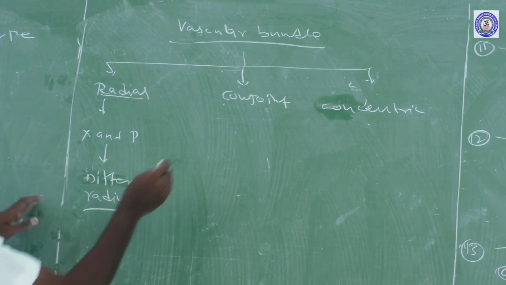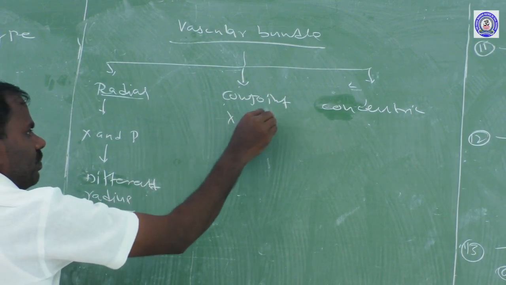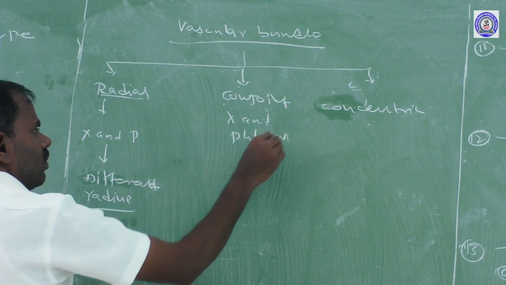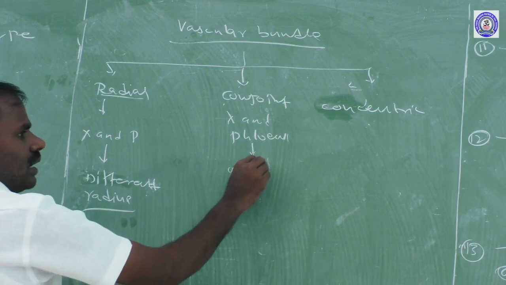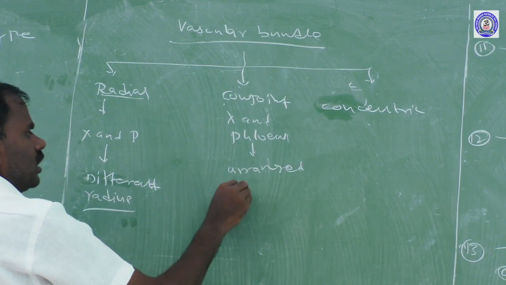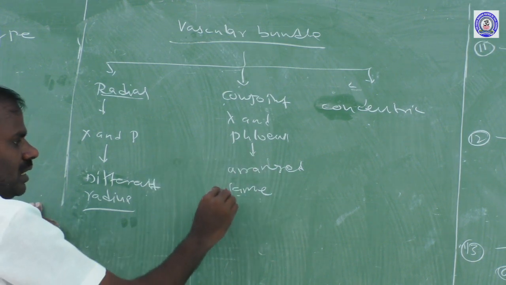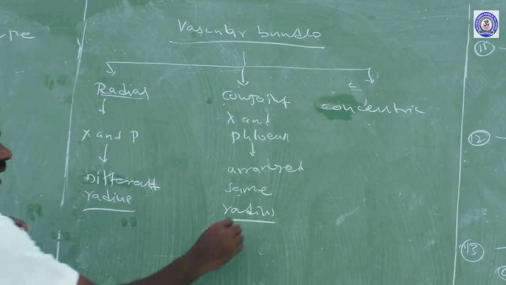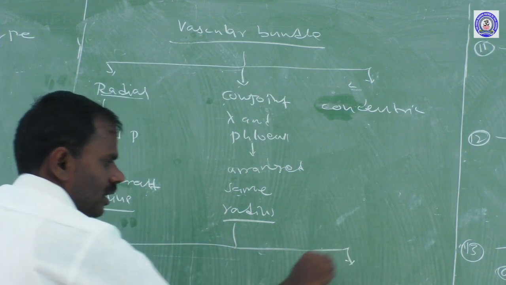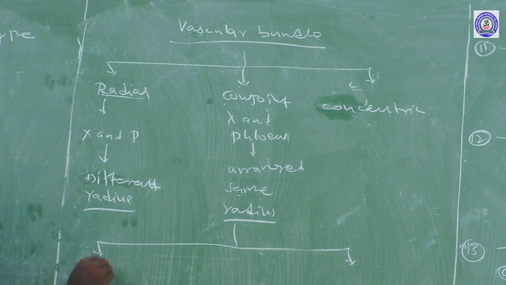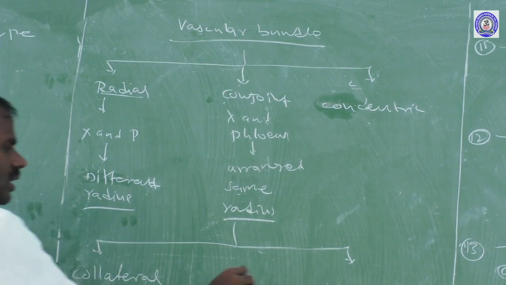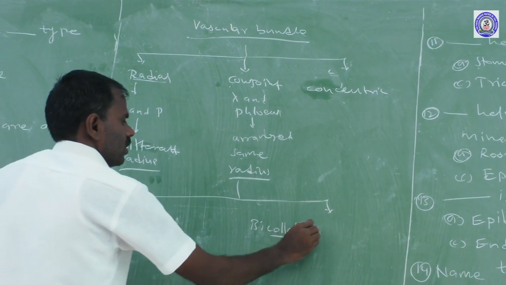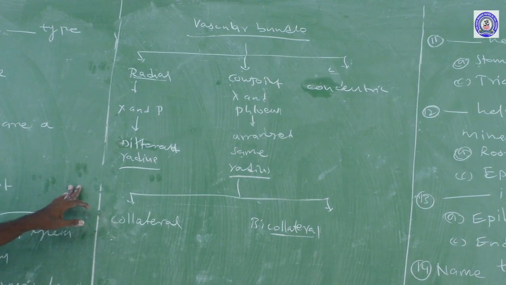Different radius, that is the radial. When xylem and phloem are arranged on the same radius, that is called a conjoint vascular bundle. These conjoint vascular bundles are again divided into 2 types. The first one is collateral, and the second one is bicollateral.